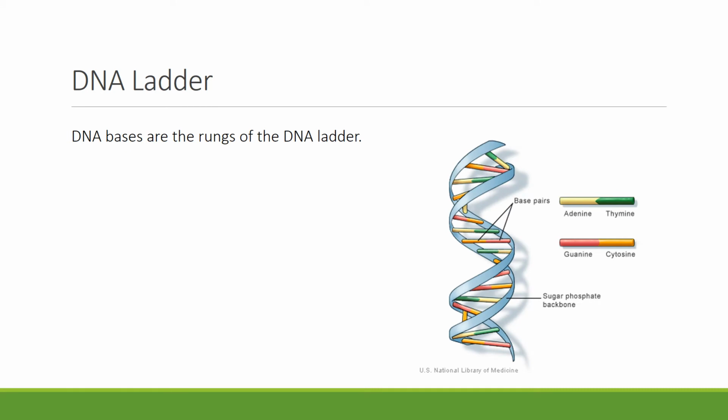This drawing represents a DNA ladder. The sides of the ladder are made up of phosphate and sugar, and remember it's DNA, so the sugar is deoxyribose, and the rungs of the ladder are made up of the bases A, T, G, and C.